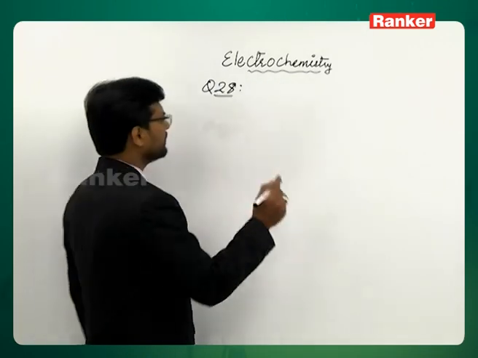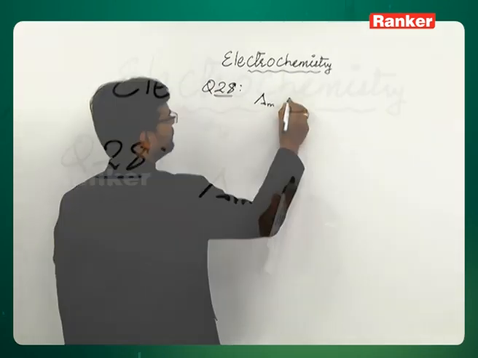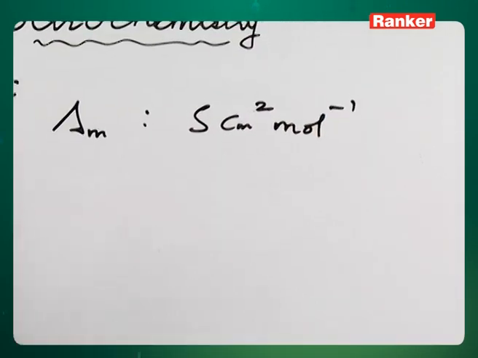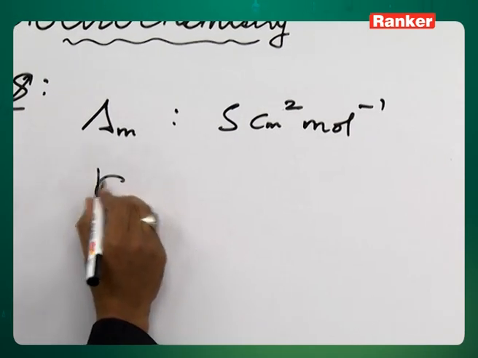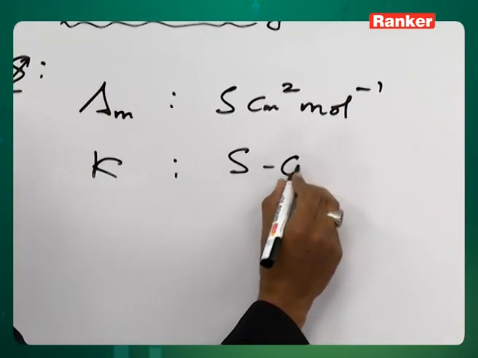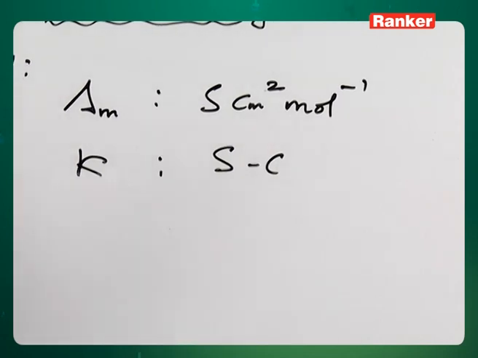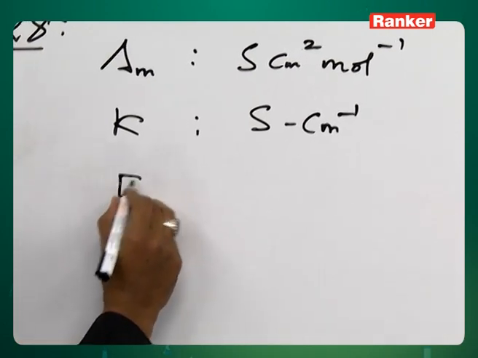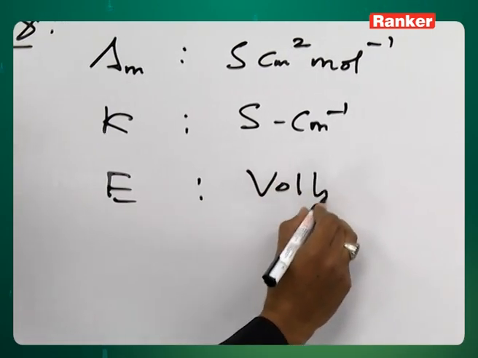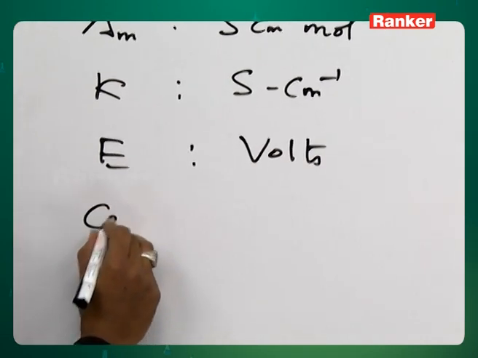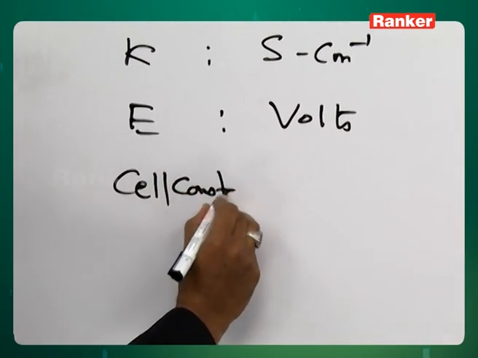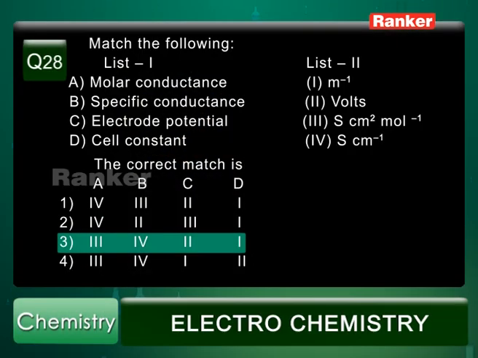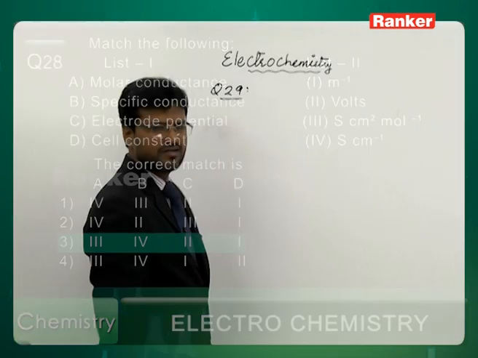I will write here molar conductance, the units are S centimeter square mole inverse. Then you have specific conductance kappa, S per centimeter or S per meter, and then we have electrode potential E, the units are volts, and then we have cell constant. Cell constant is L by A, therefore, the units are meter inverse. Third option.